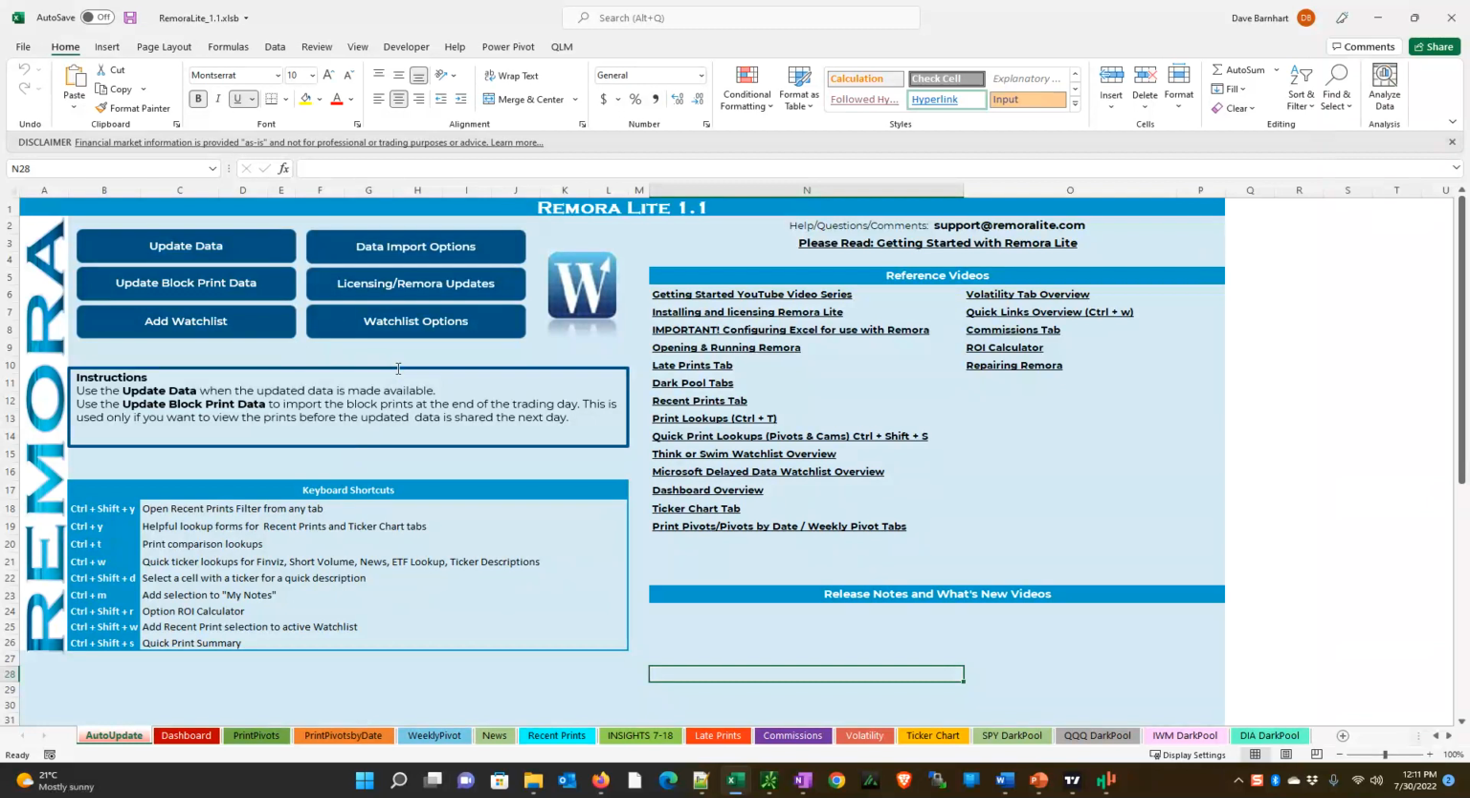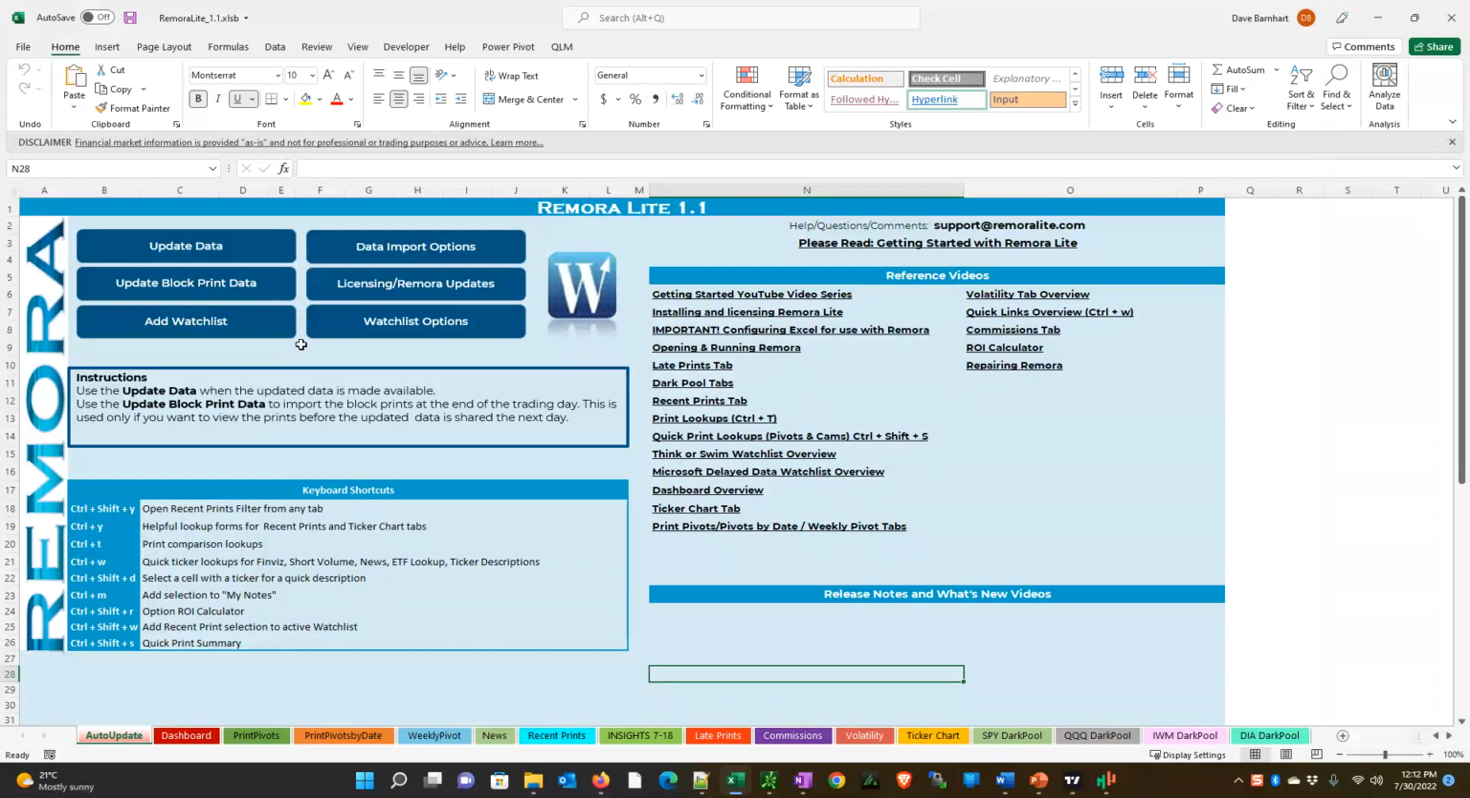At the end of the trading day, you can click the second button that says update block print data. So after the market closes, about 5 or 10 minutes after that, you can click this button and it will bring in all of the recent block prints for the current trading day. That allows you to get a jump start on your homework and start planning trades for the next day.